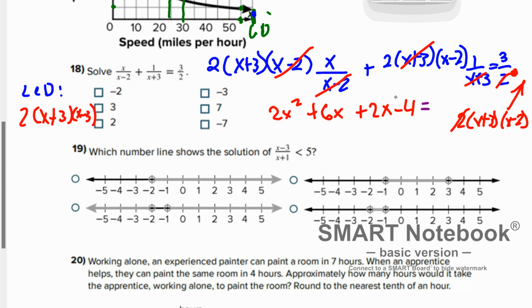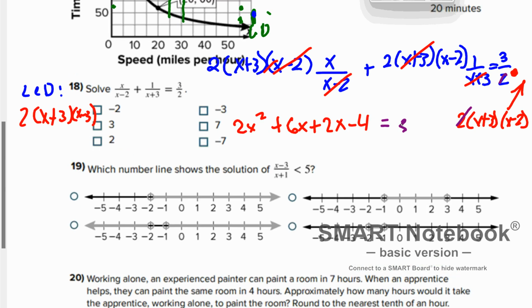I'm going to pause it and kind of move this over a little bit. So then we get a 3x squared, and then x times negative 2, and then 3 times x, so that'd be 1x times 3 is a 3x, and then 2 times negative 2 times 3 is negative 6, negative 6 times 3 is negative 18. Okay, so then we're just solving this one.